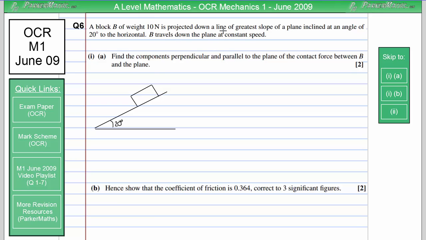So this part here where it says line of greatest slope of the plane, all that really means is it's going to slide down the slope. And we've got a weight of 10 newtons. Be careful here not to put 10g, it's telling us the weight here, it's not telling us the mass. Let's add the other forces.